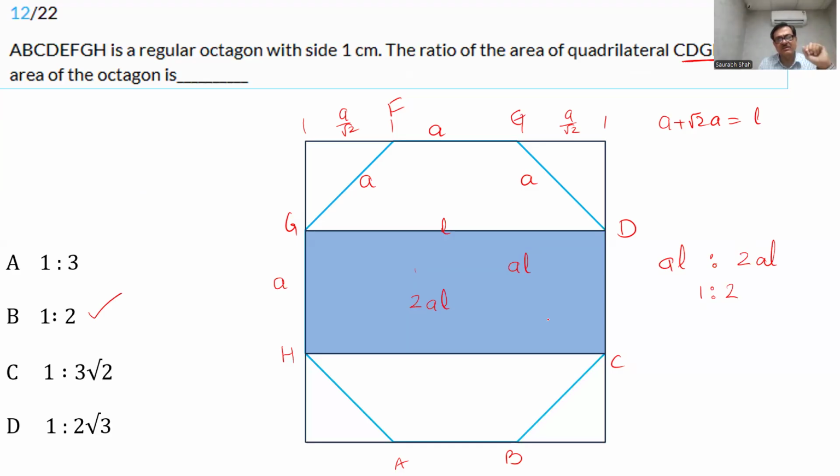Remember a lot of data from here. Understand the relation between A and L, and remember the area of the regular octagon. I am rewriting: the area of a regular octagon is 2 times root 2 plus 1 times A squared, and you can rewrite it as 2AL. L is the side of the square from which it has been created. And you can think of AL as the area of this rectangle. A wonderful thing.